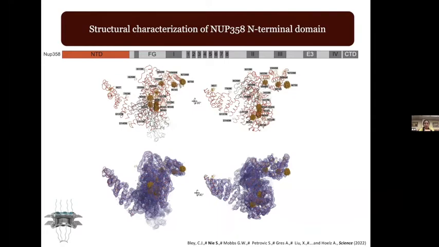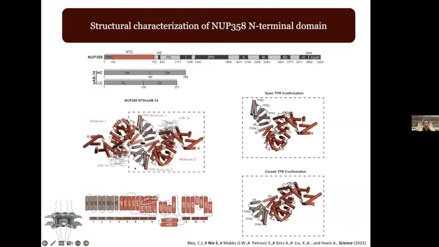In one asymmetric unit, there are two copies. These two copies of 358 have very extensive interactions. It will generate a problem, which is that there are two conformations.